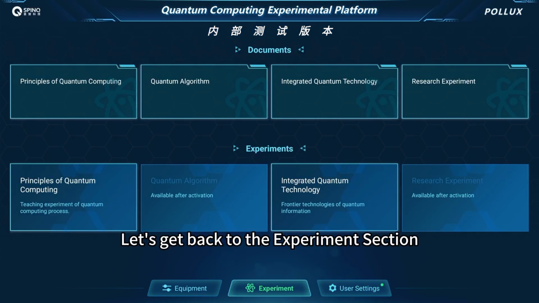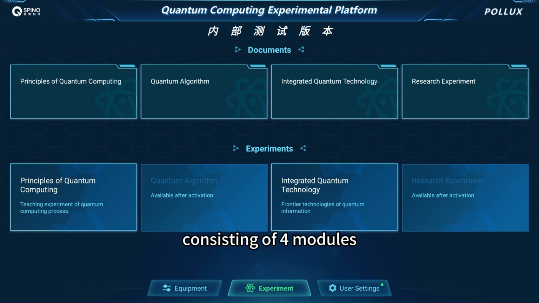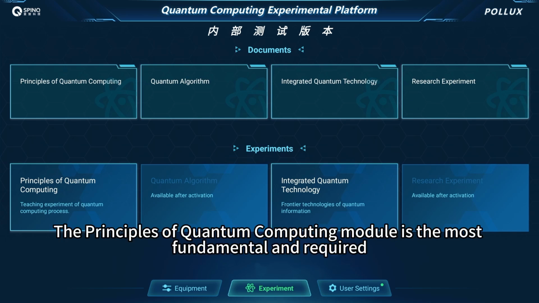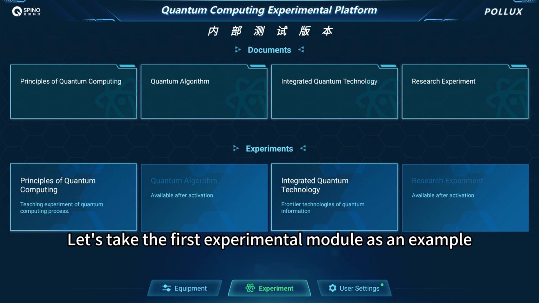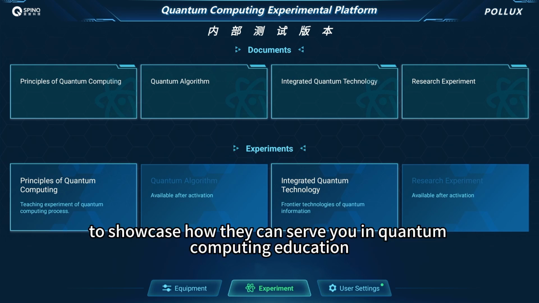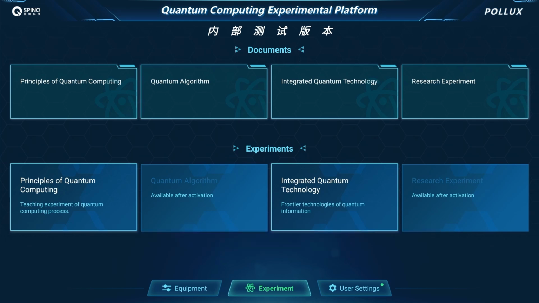Let's get back to the Experiment section, consisting of 4 modules. The Principles of Quantum Computing module is the most fundamental and required. We also have 3 optional modules: Quantum Algorithms, Integrated Quantum Technology, and Research Experiments. You can choose based on your needs. Let's take the first experimental module as an example, to showcase how they can serve you in quantum computing education.